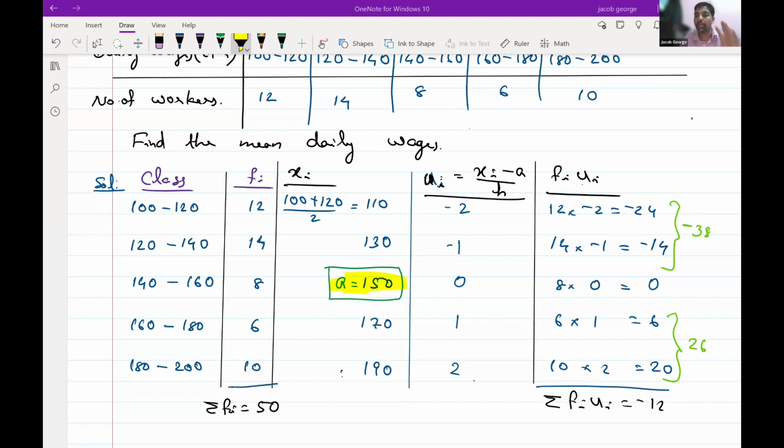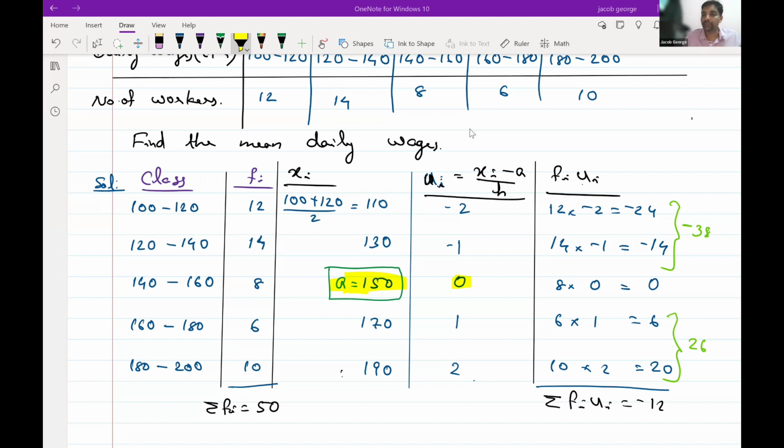Step number 3 is ui. The ui formula is xi minus a by h. But there is an easy method to calculate. ui corresponding to the assumed mean will be 0. On top of that, it is minus 1, minus 2. On the bottom of that, it is 1, 2. So like that, ui will always be in this pattern. Is that clear?